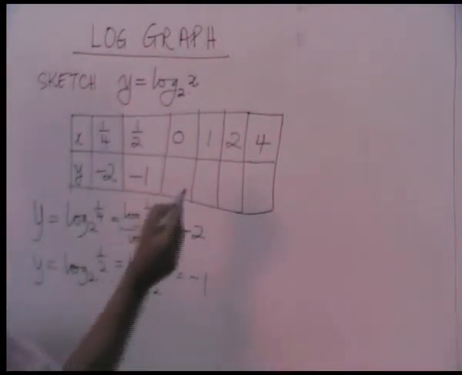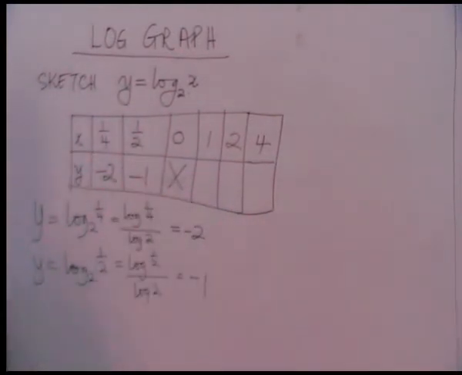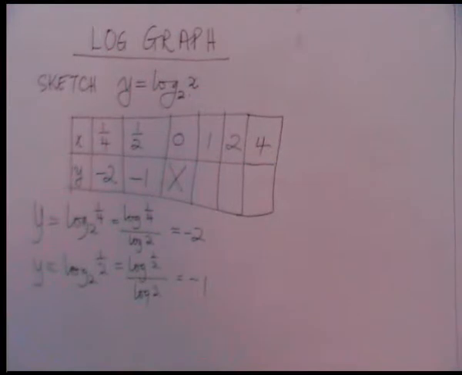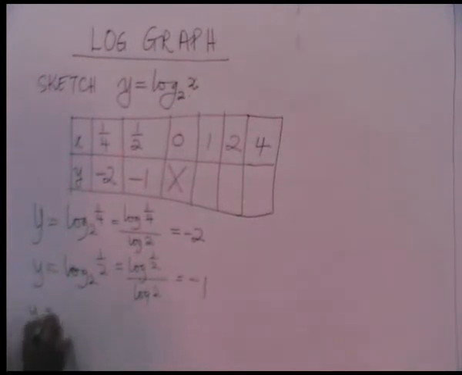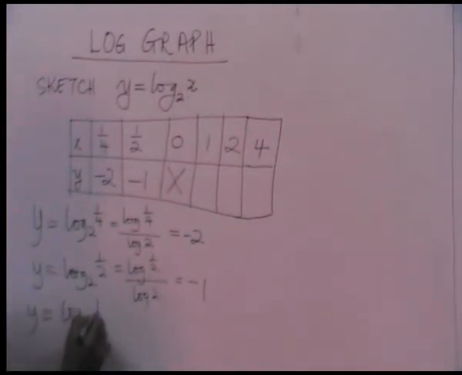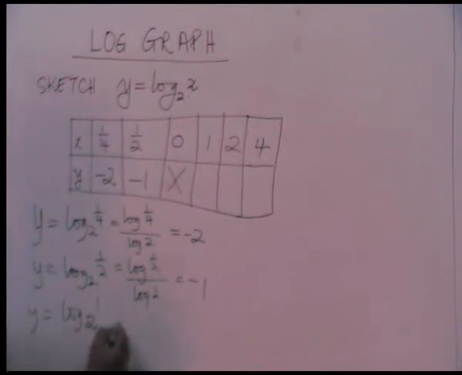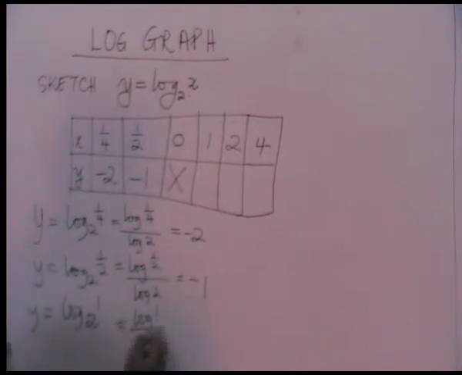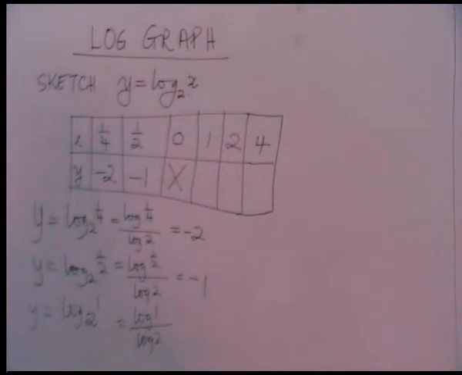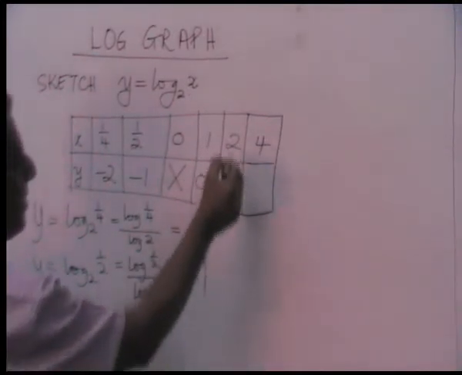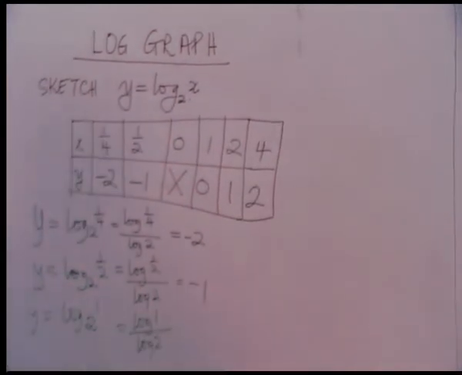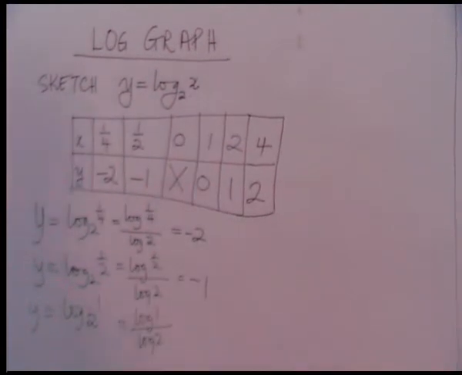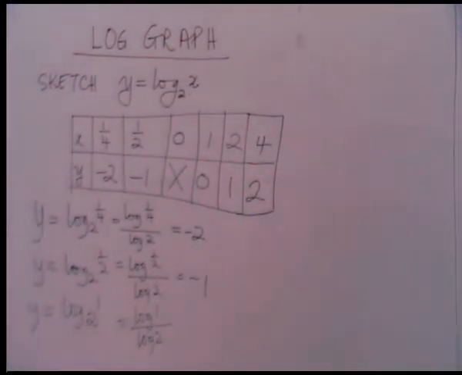Right? In logs, we don't consider 0. So we leave that out. Then you're going to look at y is equal to the log of 1 to the base 2. If you change the base over here, you get log 1 over log 2. Put that in the calculator and you'll get the answer 0. Similarly, for 2, you'll get the answer 1, and for 4, you'll get the answer 2. So you make yourself a table of values like that before you can draw the graph.